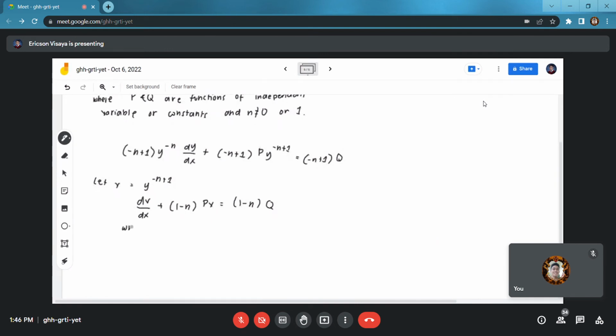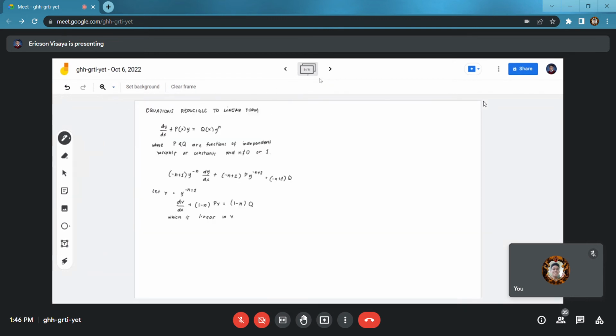So by ito, which is linear in v. So para maintindihan natin to, let's have a sample problem para dito.